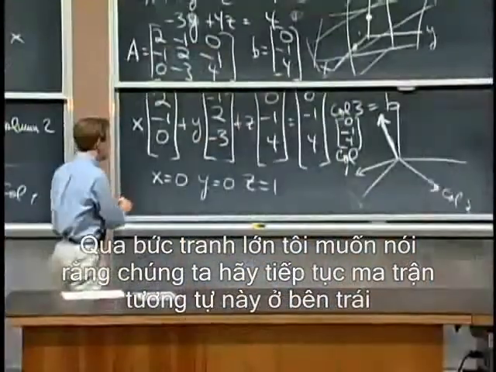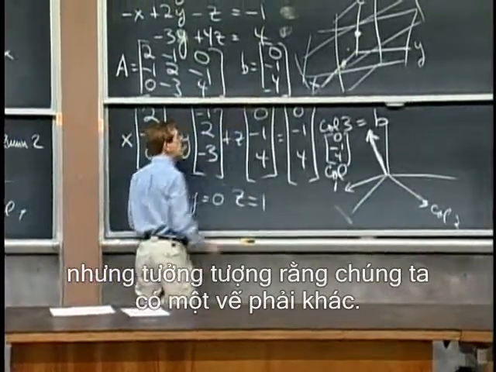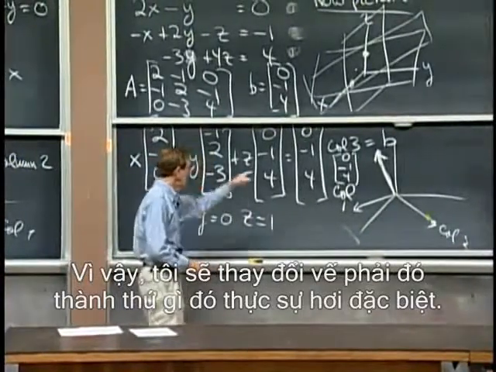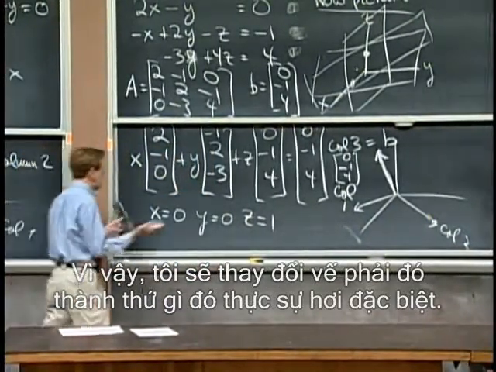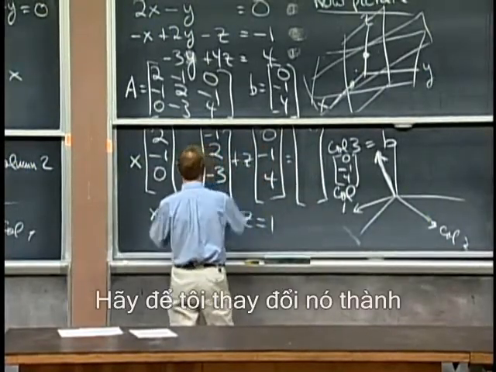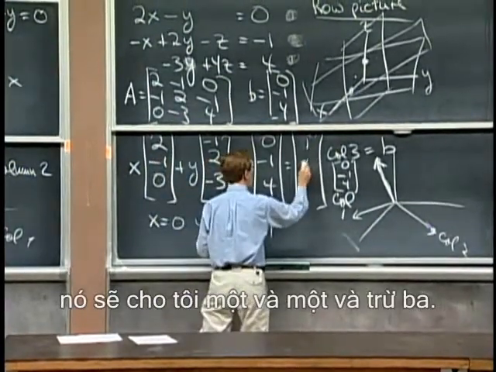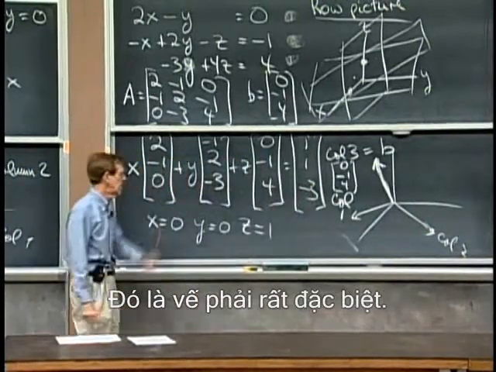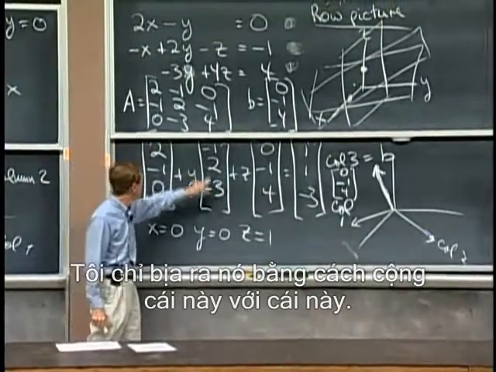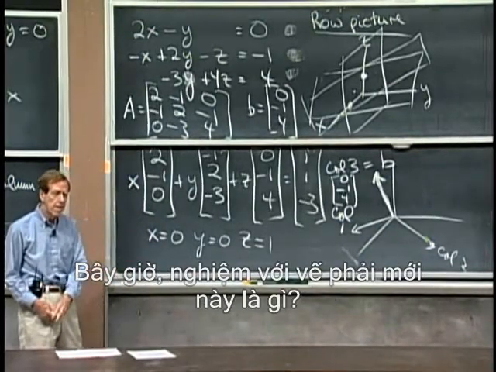By the big picture, I mean, let's keep this same matrix on the left, but imagine that we have a different right-hand side. Oh, let me take a different right-hand side. So I'll change that right-hand side to something that actually is also pretty special. Suppose if I add those first 2 columns, that would give me a 1 and a 1 and a minus 3. There's a very special right-hand side. I just cooked it up by adding this one to this one.